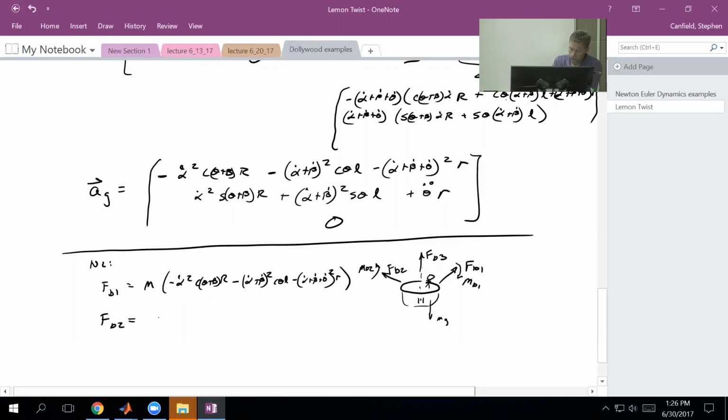Second equation, FB2 is m times alpha dot squared sine theta plus beta cap R plus alpha dot plus beta dot squared sine theta L plus theta double dot r. And the third equation, FB3 minus mg equals 0.